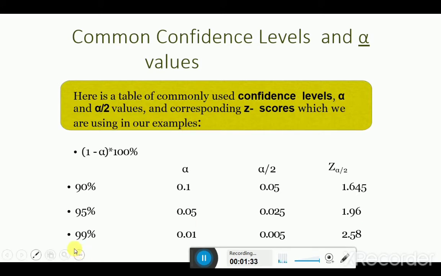If let's suppose a 99% confidence interval, the z alpha by 2 value is 2.58. So for 90%, 95% and 99%, these are the values we will use. In this lecture, use only this table; tomorrow when we start hypothesis testing, I will explain a bit more. Hope a bit of idea will be clear.